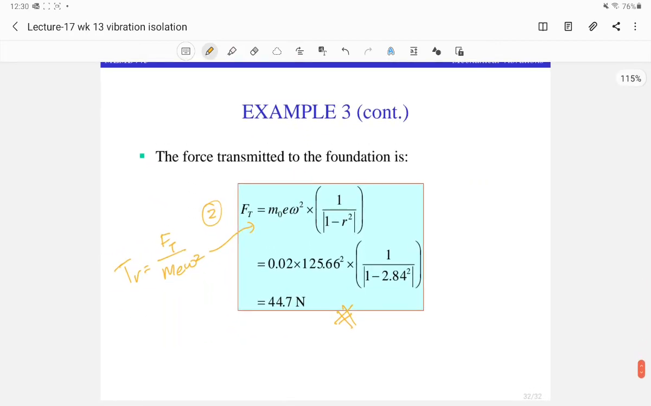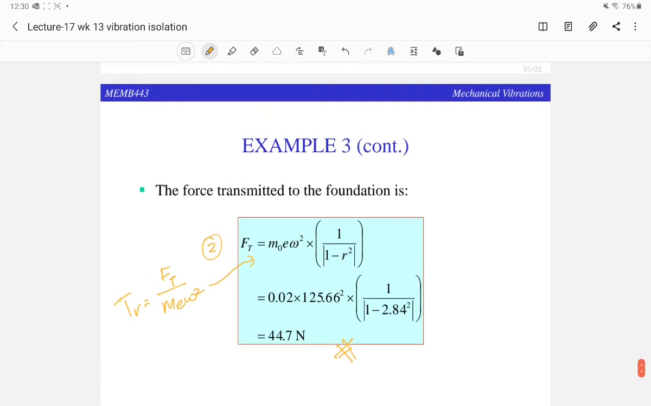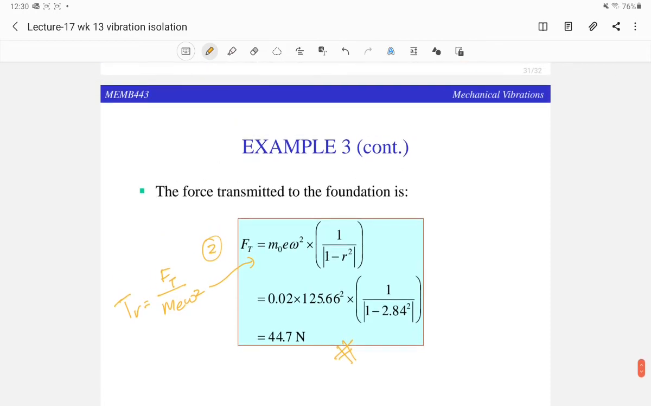So a lot of the problems in this chapter are about designing the isolators, whether to find the K or also we want to find the transmitted force or the transmission ratio.